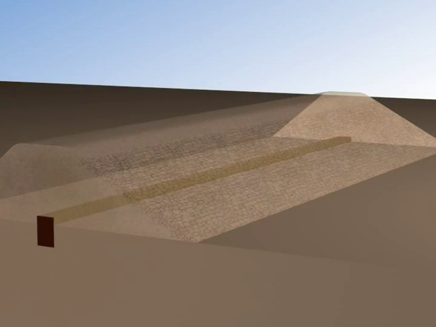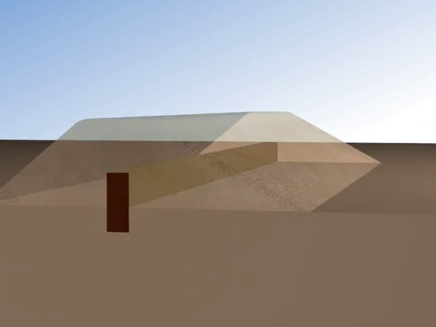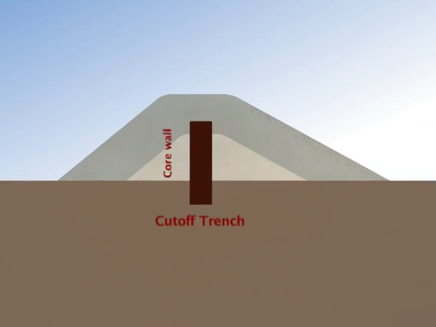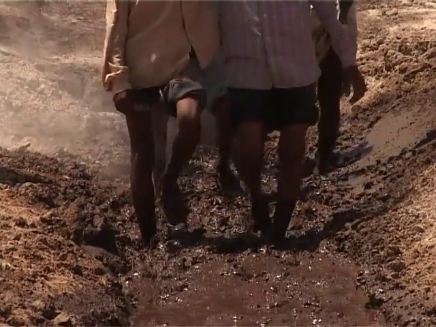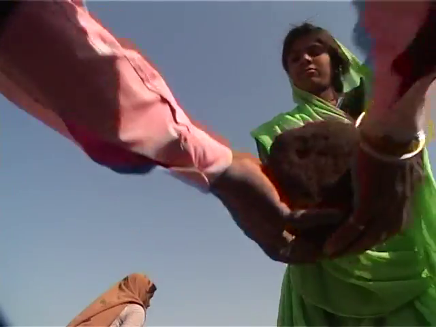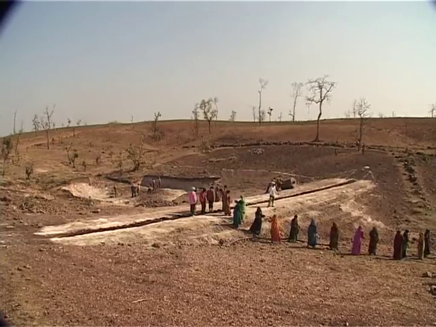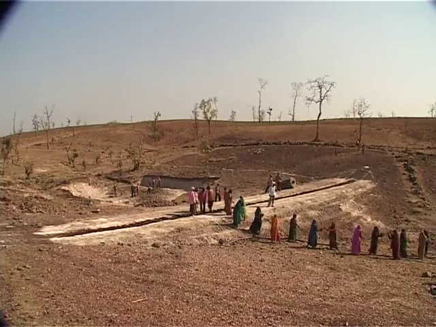Above the ground level, right over the cut-off trench, we raise a core wall in exactly the same way as we fill the trench. The core wall is made of puddled clay. The core wall helps control seepage of water through the dam.